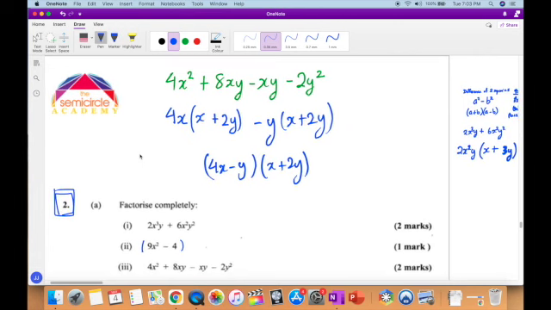Anybody have any questions about this? Shazay, how do you feel about this one? Okay, you feel okay about it? Would you have minused it and got 7xy? To be honest, I'm not really sure. You're not really sure? All right, no problem.